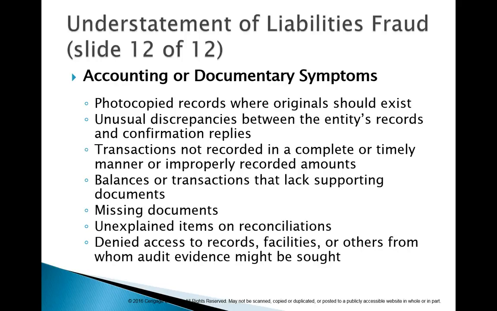They have unexplained items on reconciliations. So the bank reconciliation or their accounts payable ledger doesn't reconcile to the general ledger. Maybe they failed to record some accounts payable. So all these things are common accounting and documentary symptoms related to understatement of liabilities, but these same types of items, missing documents, photocopied documents, unusual discrepancies, you're going to see in all types of financial statement fraud, whether it's revenue fraud, inventory fraud, liability fraud, or overstatement of assets.